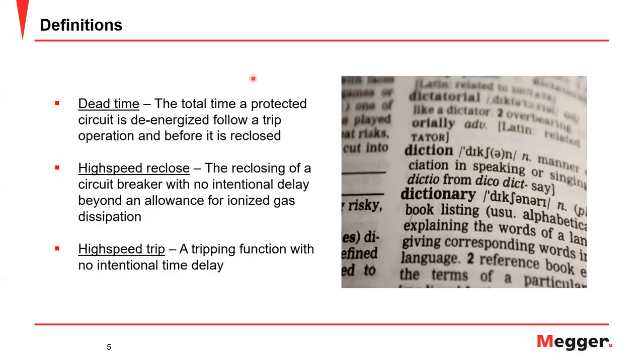So what is dead time as it refers to reclosing? It's quite simply the time period between a breaker trip and a reclose. It's the total time that the cable is de-energized during that interval. High-speed reclosing is pretty obvious. However, it does have to include a little bit of a delay to allow for the ionized gases to dissipate. We'll be talking more about that a little bit later. A high-speed trip is a trip with no intentional delay. As I was going through some of the questions from the first section, I noticed that question was asked, and you'll actually see an example of where we determine what that delay is.